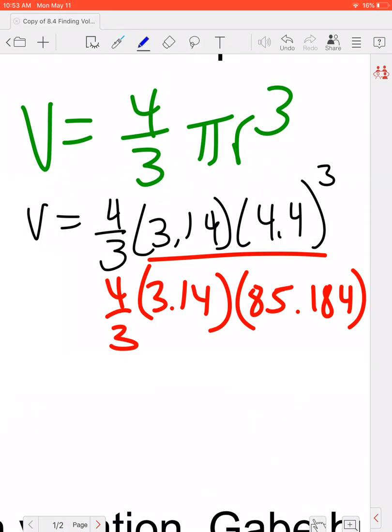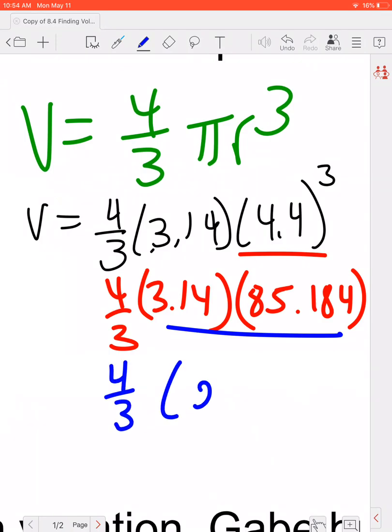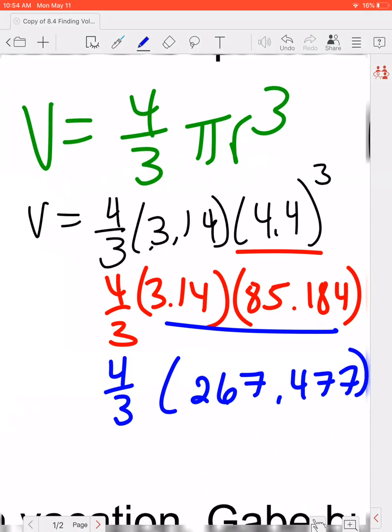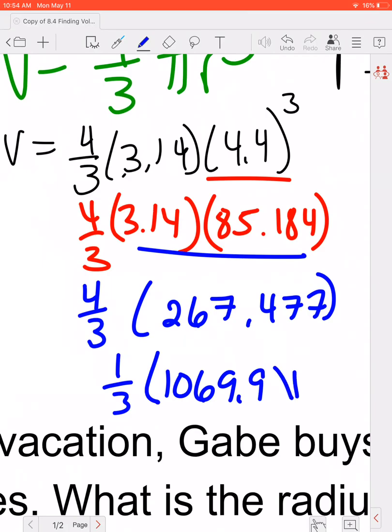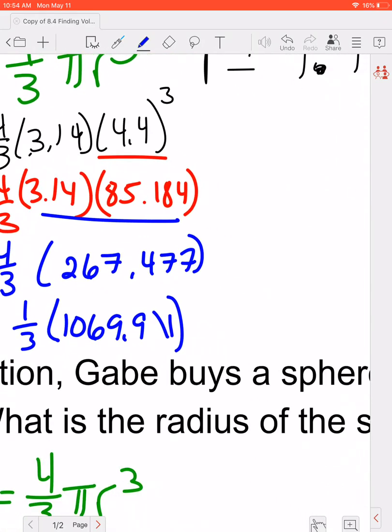And then we're going to go ahead and multiply 3.14 times 85.184, so we just did this part. Okay, so we're going to have 4/3 times 267.477. Now I just kept it to 477 because I know I'm only going to round to 2 digits. And then we're going to multiply that number by 4. So we're going to have 1/3 times 1069.911. And again, you can do this all in one step, multiply by 4 and then divide by 3. You don't have to write that number down every single time.